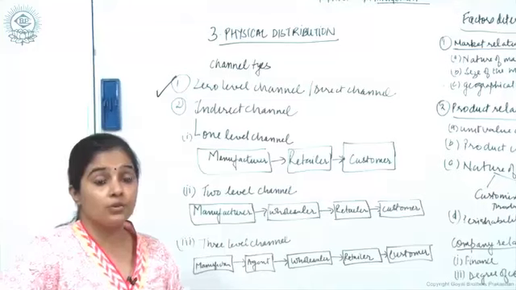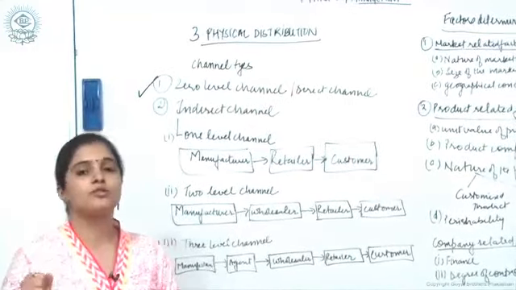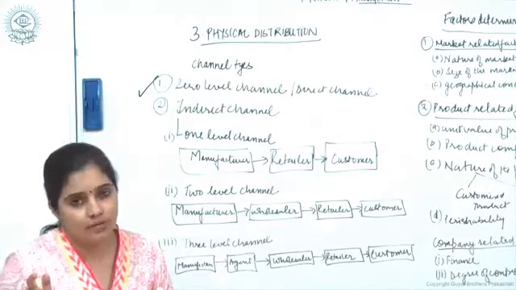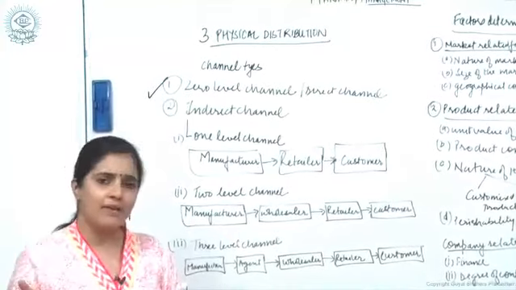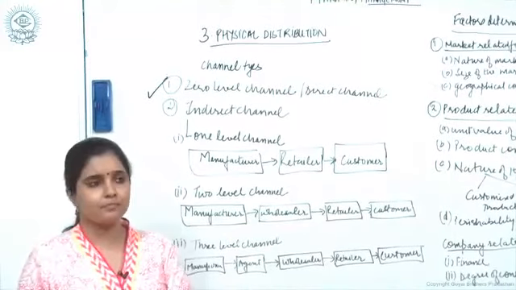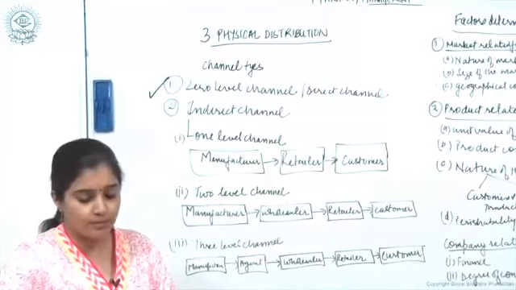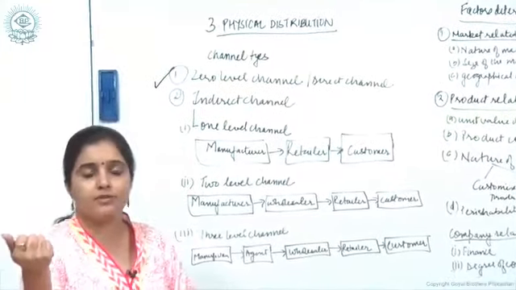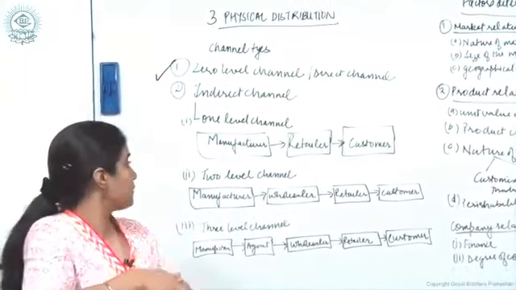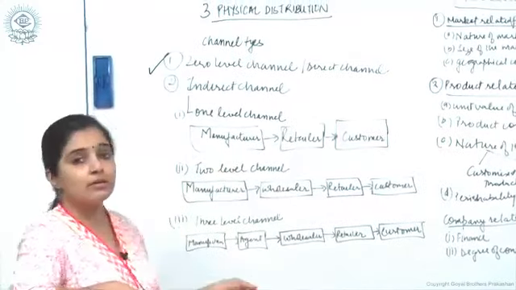Then degree of control. If the organization wants to have full control on its distribution network, then it will go in for 0-level channel or direct selling, right? But if it doesn't have any problem in losing its control, if it doesn't want to have a really tight grip on the physical distribution system, then it can go in for the various distribution channels, 1-level, 2-level or 3-level.